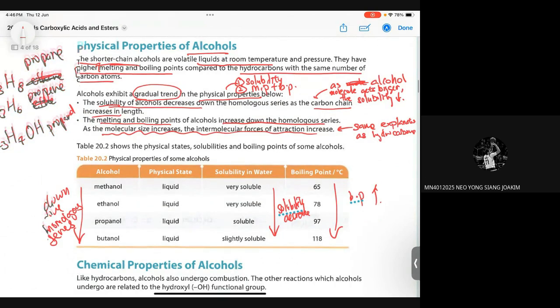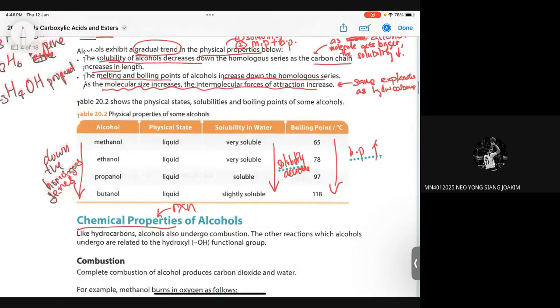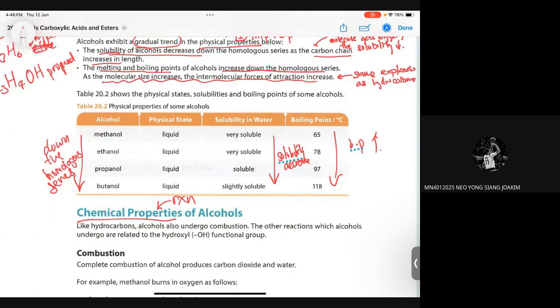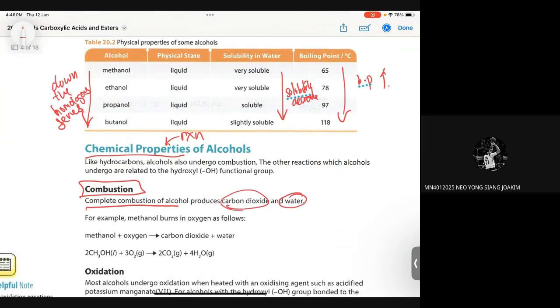We're now going to go on to the chemical properties, which is the reaction. For reaction, they have the one common example across all hydrocarbons, which is combustion. Alcohols also undergo complete combustion to produce carbon dioxide and water. This is an example here that they have done.